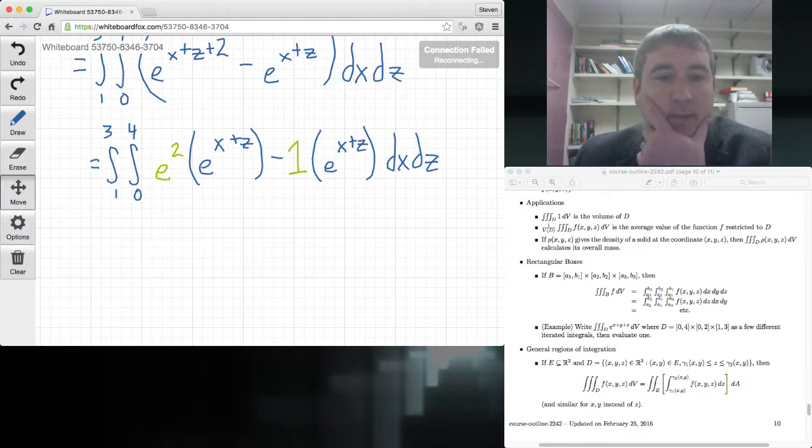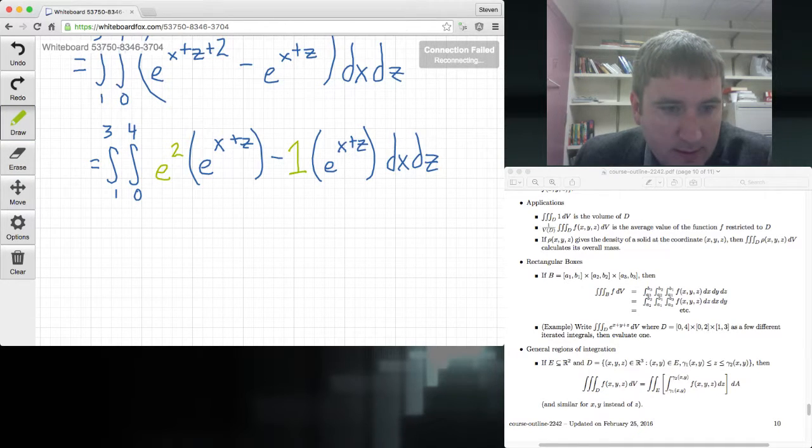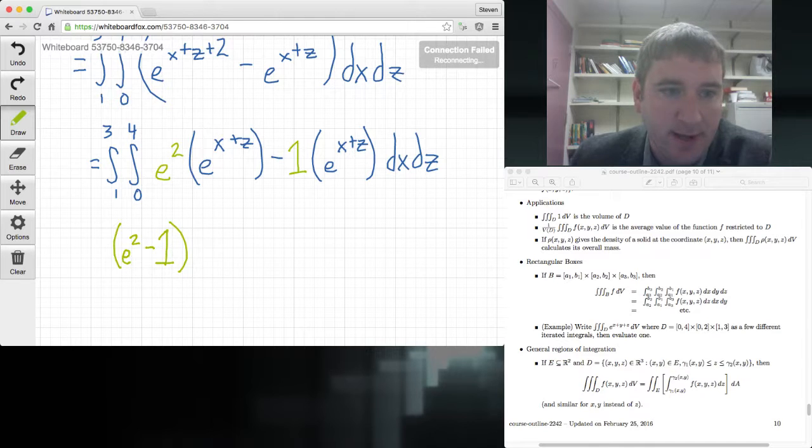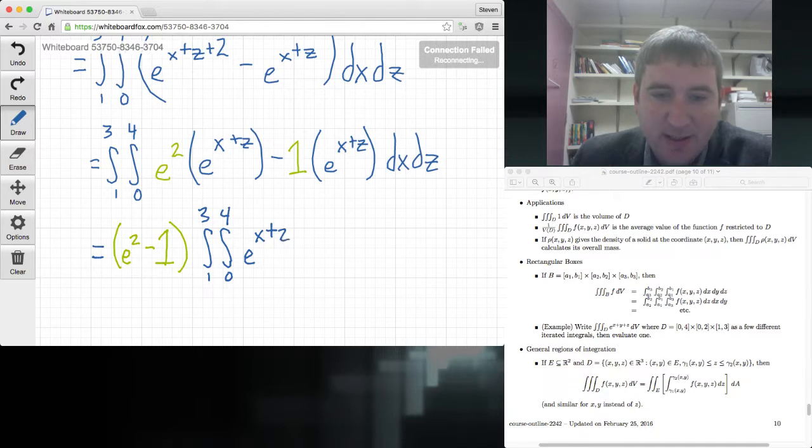All right, and then I can factor out the e squared minus 1. I can factor that all the way out, actually, because it's a constant with respect to x and z and every other variable. It's just a constant, some number, right? All right, so I'll factor that all the way out. And I'll have left over 1 to 3, 0 to 4, e to the x plus z. And that just reduces the amount of terms I'm dealing with. There's no reason you had to do it this way, but I think it'll make the next steps a little bit nicer.